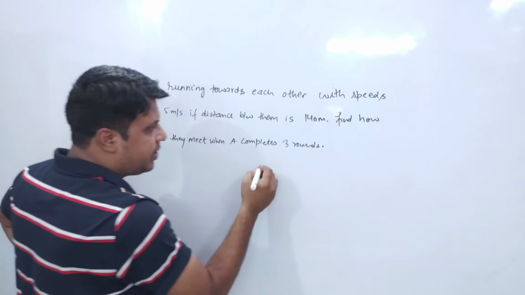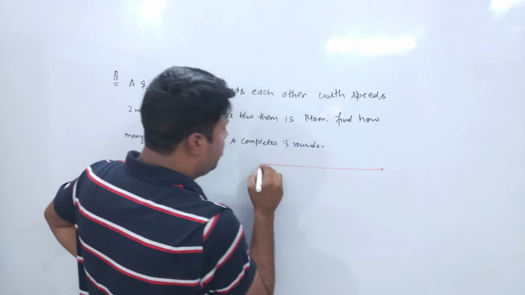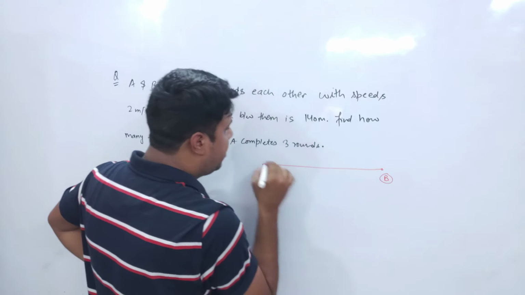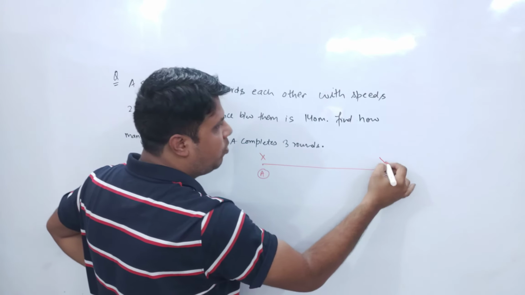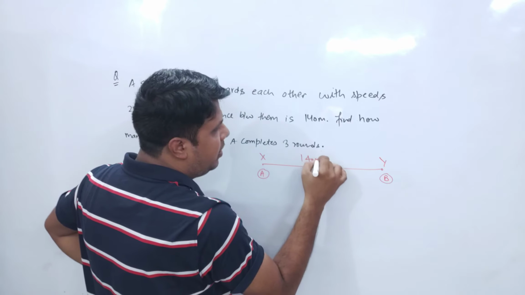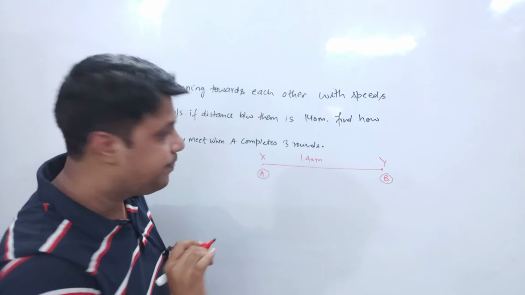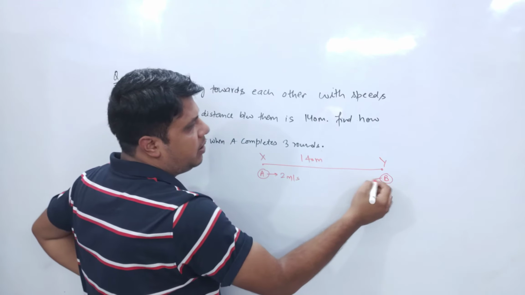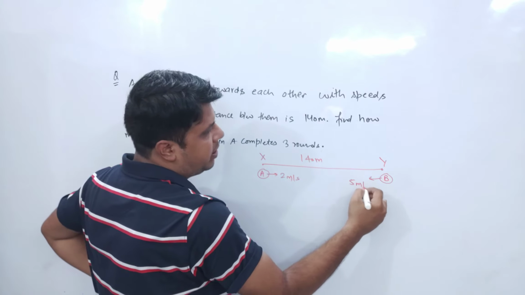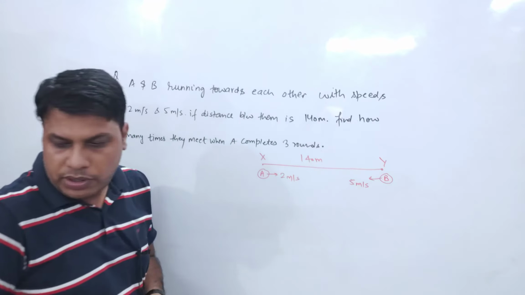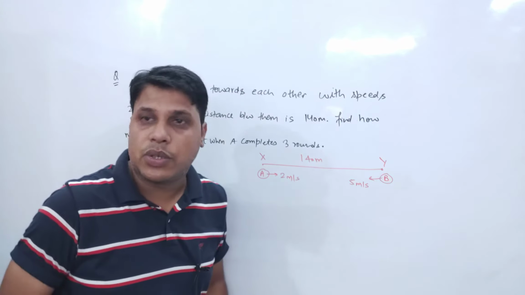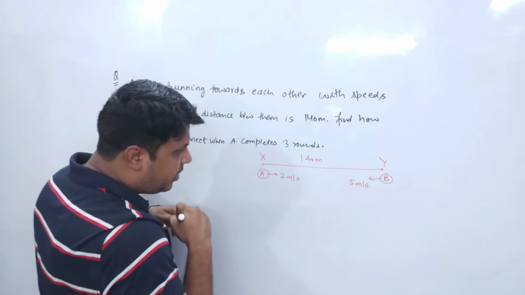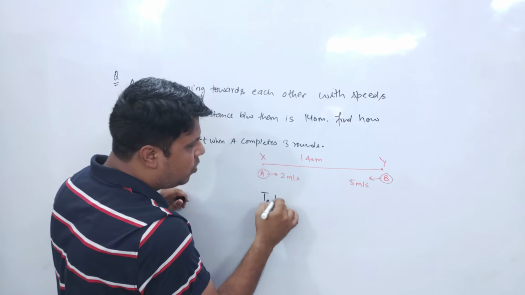So first of all let us picturize it. So the condition is that A and B, they are running towards each other, and let the destination name be X and Y, no problem in that, and they are initially 140 meter apart. ठीक है, now the thing is that A is running at 2 meter per second and B is running at 5 meter per second. So the thing, I want to ask you very basic things, that what is the time taken by A to complete one round?